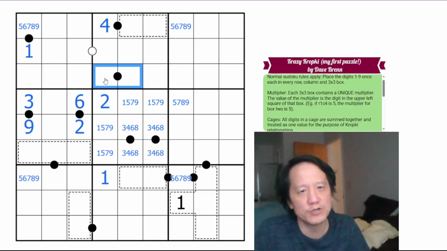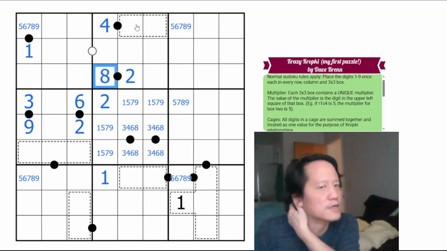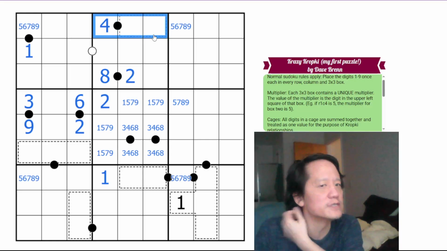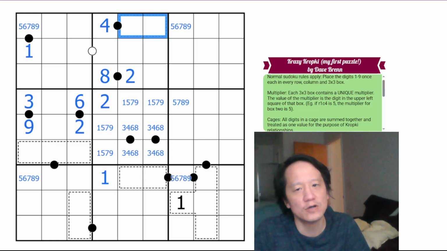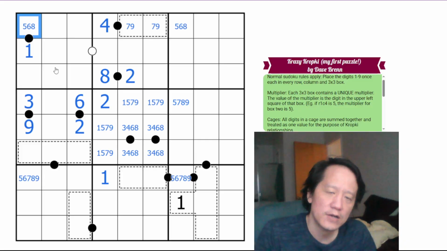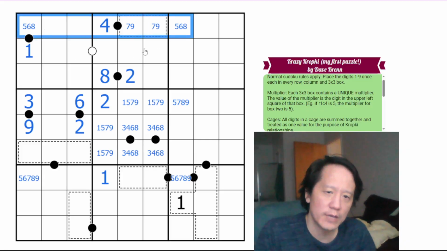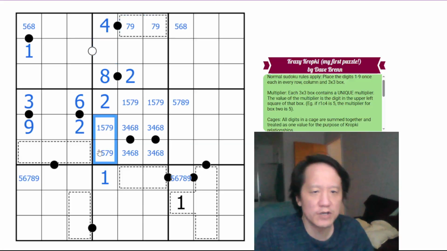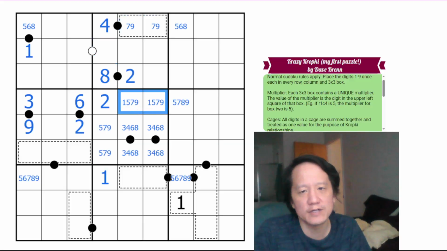This is in a 1-to-2 ratio. Sorry, 1-to-4 ratio, which means it's 2 and 8, because you can't have 4 here. So this is 2, this is 8. This adds up to 16 to be in a 1-to-4 ratio with 4, so this is a 7-9 pair. That eliminates 7-9 in the rest of the row and box. 1 cannot be here, so 1 has to be one of these digits here.